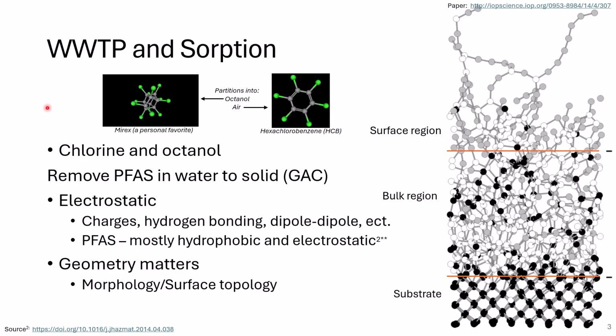So anyways, basically things are moving around, right? And so you have things that are going to partition into the octanol, like Mirex, which is a persistent organic pollutant. I'm pretty sure it was a pesticide. But yeah, it's a personal favorite because look how wonky that structure is. Wow. But anyways, you also have hexachlorobenzene, again another persistent organic pollutant, and that just partitions fully into the air, right? That never stays in water or the octanol.